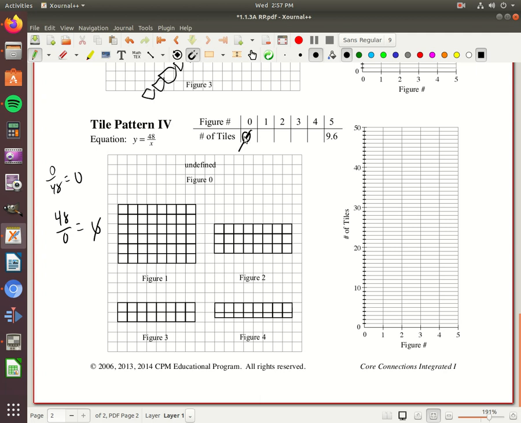That's like saying you can't have anything there. But figure 1, 48 divided by 1 is 48. So there's 48 dots here, or squares. Here, 48 divided by 2 is going to be 24. Divided by 3 is going to be 16. So figure 4, I guess, is going to be 12. 48 divided by 4 is 12.